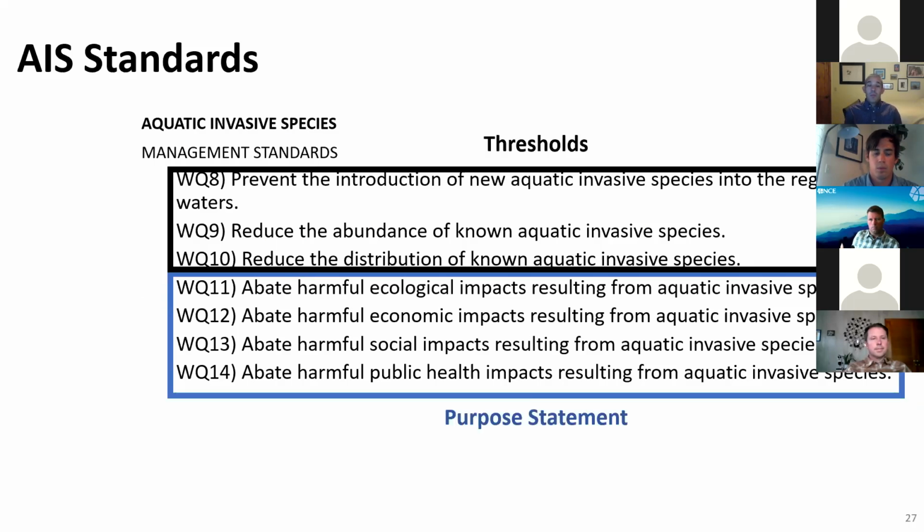And so what the proposal includes for the AIS standards is that we retain three of these, those are the top three, as threshold standards: the prevention standard and the core control standards: reduce abundance, reduce the distribution. And that we move the last three, or the last four, to a combined statement of the overall aspirations, or a purpose statement for the AIS program that I'll discuss a little bit later.